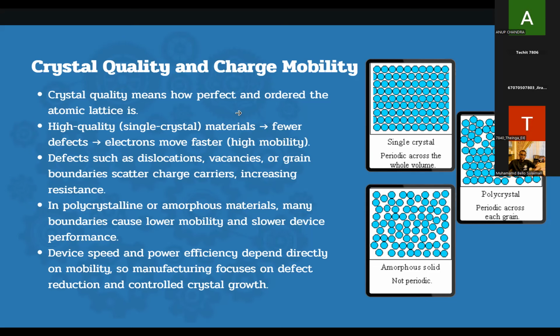In contrast, polycrystalline or amorphous materials contain many defects, such as grain boundaries or vacancies. These defects scatter charge carriers, reduce mobility, and increase electrical resistance. Since mobility directly affects device speed and power efficiency, semiconductor manufacturing focuses on improving crystal quality and minimizing defects.